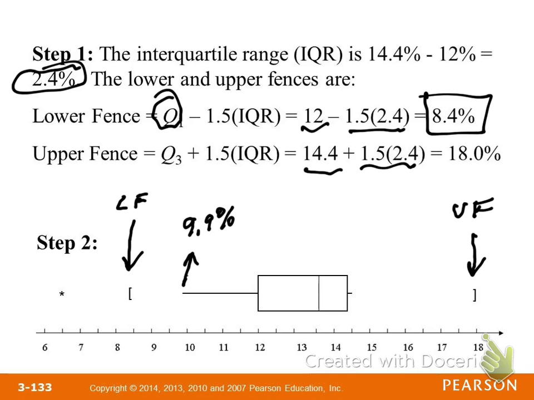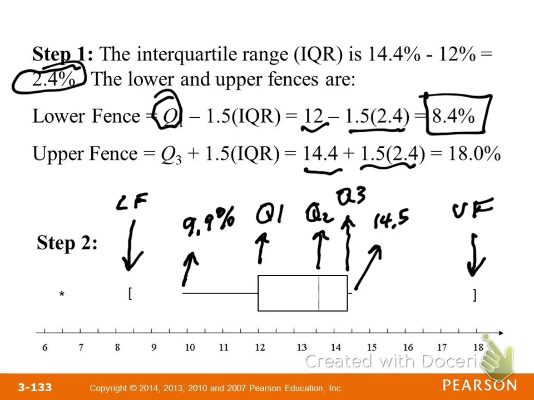The whisker stops at our largest value that's not above the upper fence, which is 14.5. So 14.5 is where we stopped our whisker. This is a vertical line at Q1, a vertical line at Q2, which is the median, and a vertical line at Q3. Now, what does that show us? What is this graph showing us about the data? Skewed right, skewed left? The tail is longer on the left. The median is over to the right.